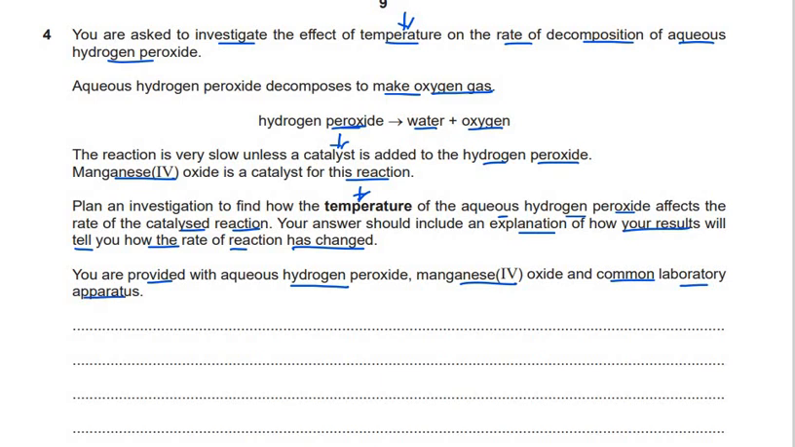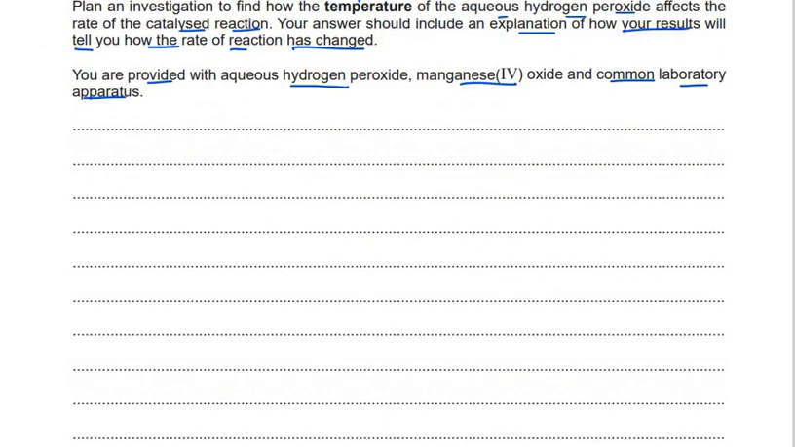Now the most common method of measuring the rate is how the volume of gas produced changes during the reaction. That is, if oxygen gas is produced, we can measure the volume of gas produced for a particular given time. So let's understand the procedure. What are we going to do?